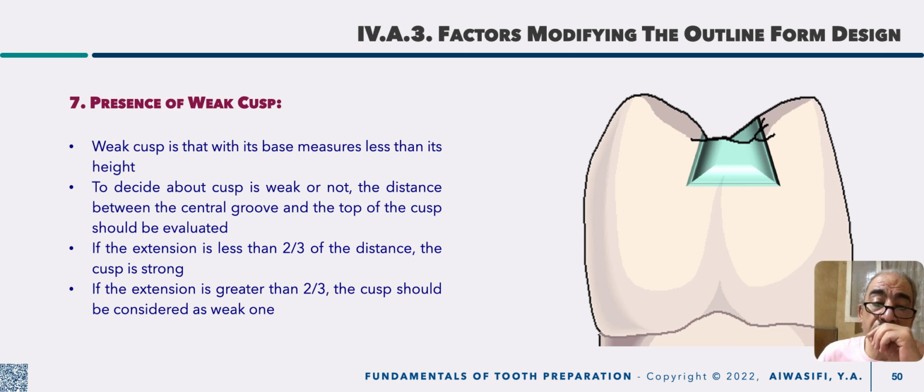Number 7, presence of weak cusp. What is meant by weak cusp? When the base of the cusp is equal to or greater than its height, this is a strong cusp. When the base of the cusp is lesser than its height, this is considered a weak cusp.